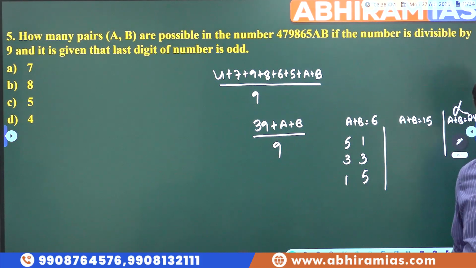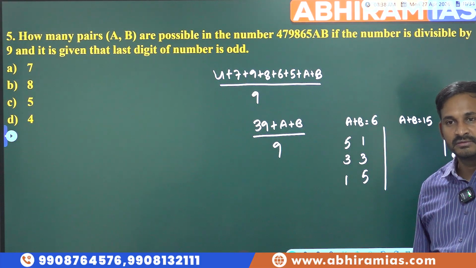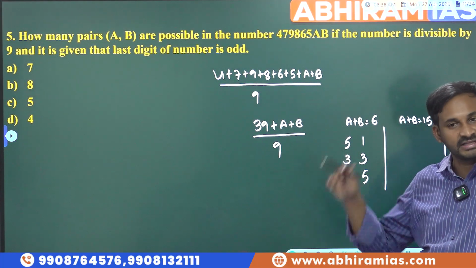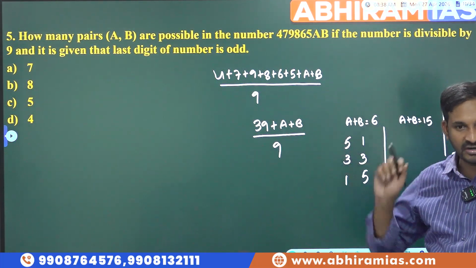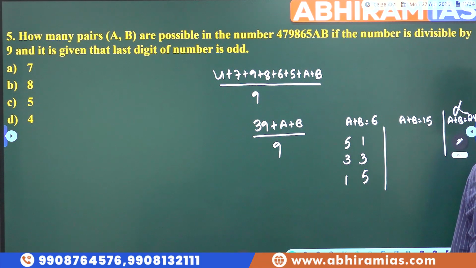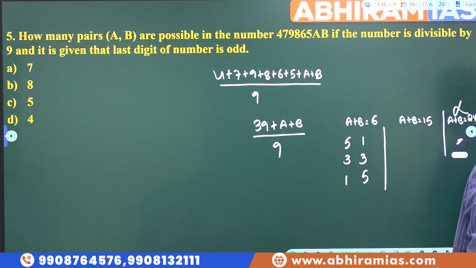సో B 1 తీసుకోవచ్చా నేను? కెన్ ఐ టేక్ B as 1? B 1 తీసుకుంటే ఏమేమవుతుందండి? 14 అవుతుంది. ఇట్ కెనాట్ బికమ్ లైక్ దట్. నెక్స్ట్ B I will take 3. A becomes 12. ఇట్ ఈస్ ఆల్సో నాట్ పాసిబుల్, ఎందుకంటే 2 డిజిట్స్ కదా. నెక్స్ట్ I will take B as 5. A becomes 10. అది కూడా పాసిబిలిటీ లేదు, ఎందుకంటే 2 డిజిట్స్ కదండి. A అనేది సింగిల్ డిజిటే ఉండాలి మనకి.